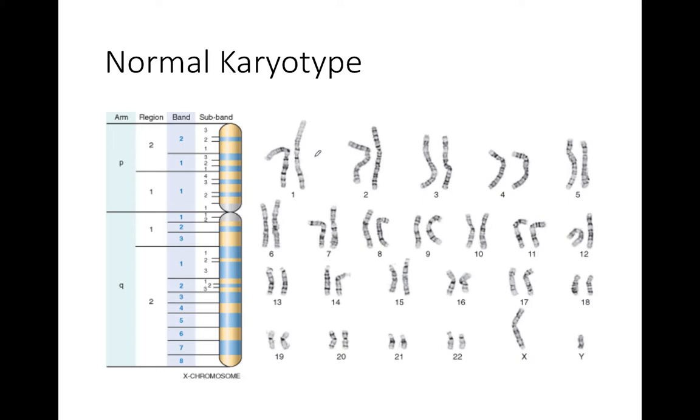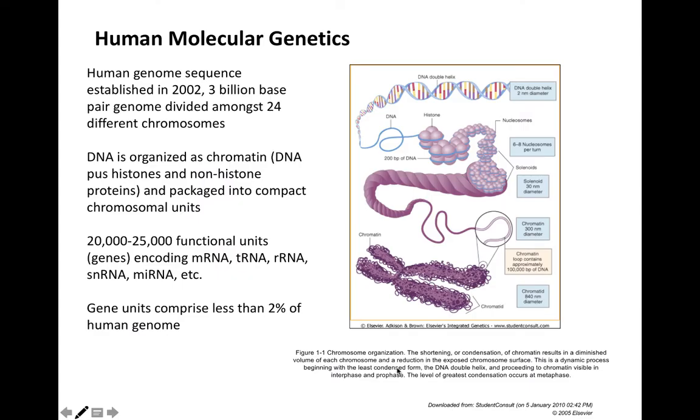Now, I want you to notice that the chromosomes are different lengths, they're different shapes, they have different banding patterns, and the X chromosome is much larger than the Y chromosome. So there are clearly some major differences between these chromosomes.